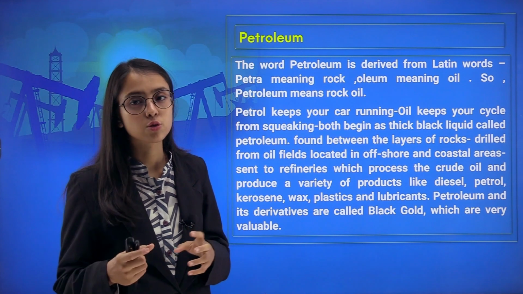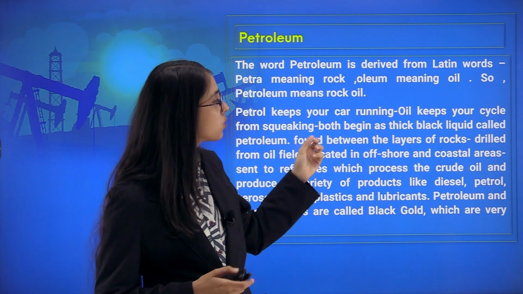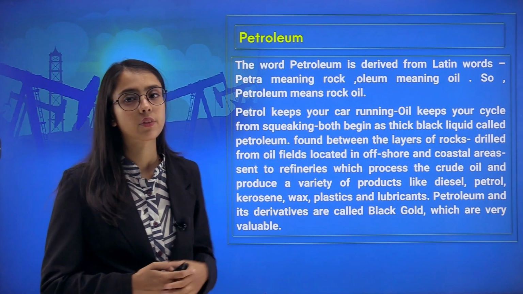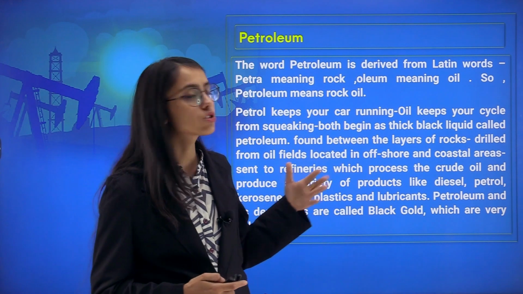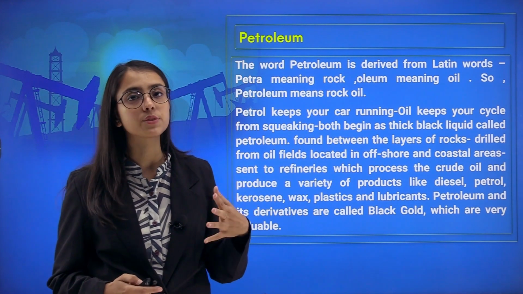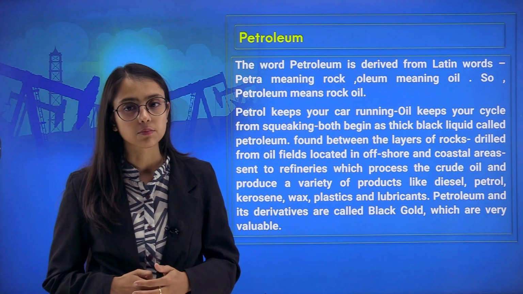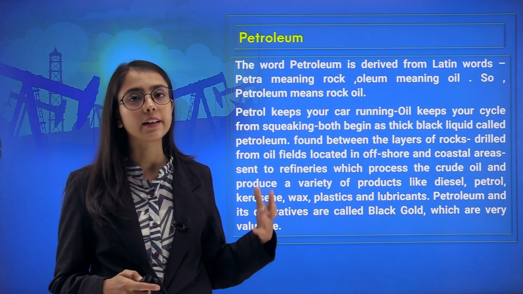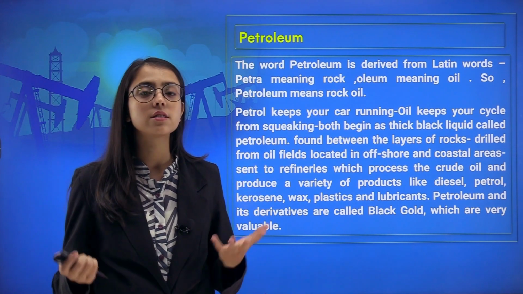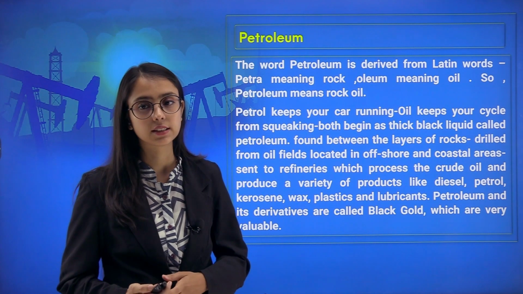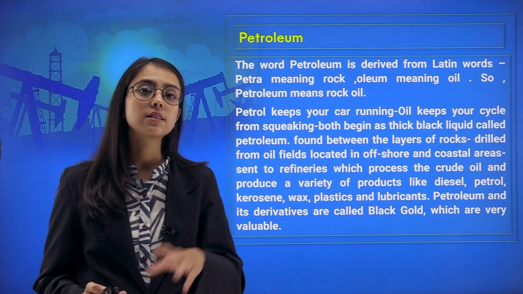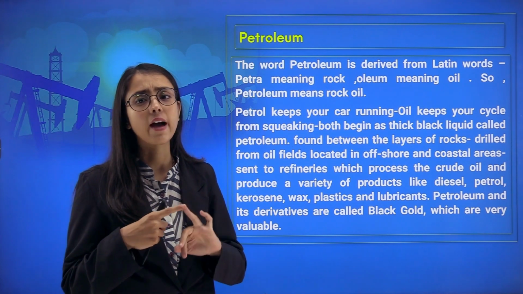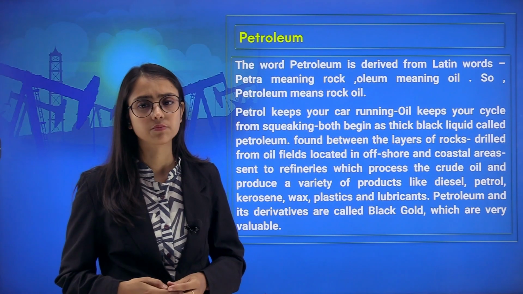This is a type of resource that began as a thick black liquid. Now this is found between the layers of the rock, and the process of drilling helps in extraction of petroleum oil. This process is mainly done in offshore land and coastal areas because the seabed is very rich in petroleum deposits. A variety of products are then derived from petroleum, such as petrol, diesel, kerosene, wax, plastics, lubricants, etc.